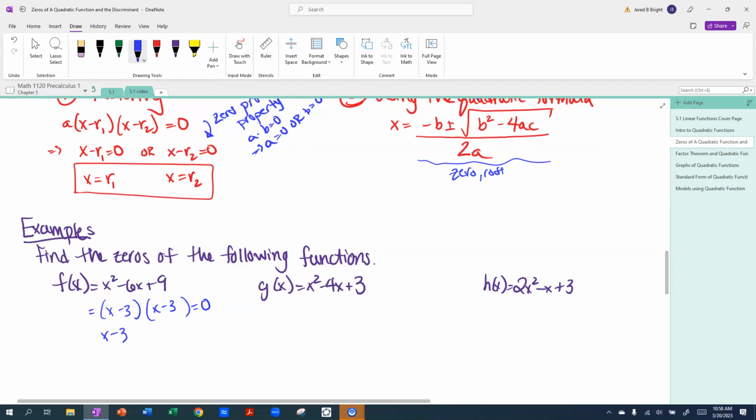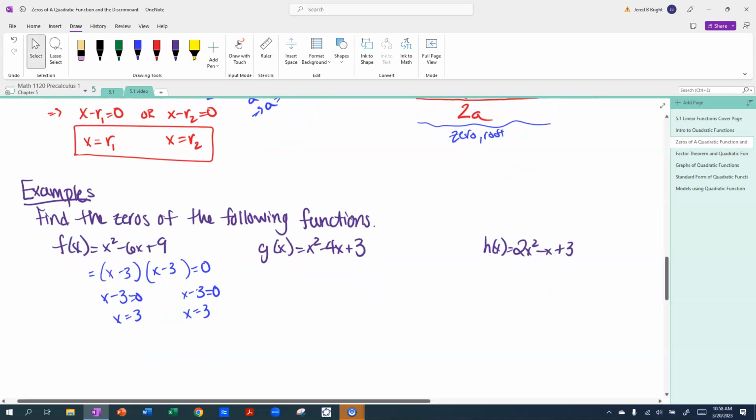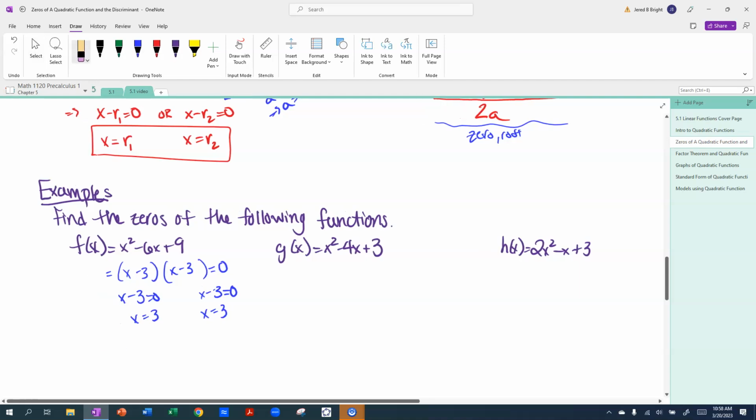and solve each factor independently. They're repeated, so I'm going to write them both out, but you don't really need to. I'm just going to say x is equal to 3, and x is equal to 3. So really the only zero here is x equal to 3. It's a repeated root, a repeated zero.